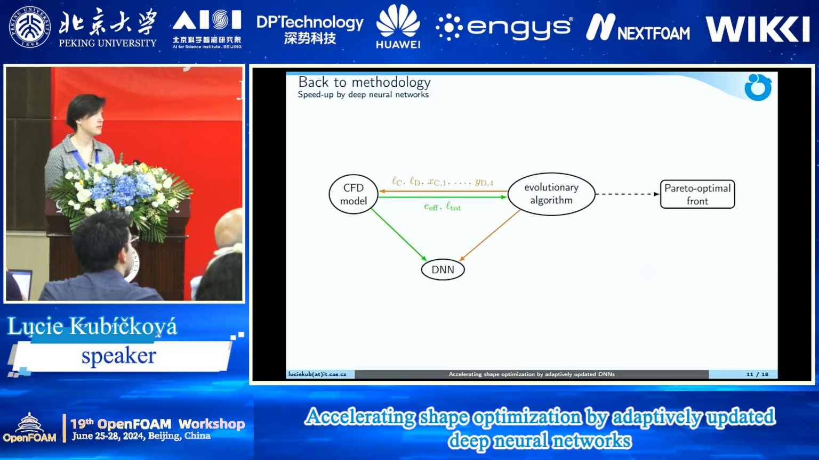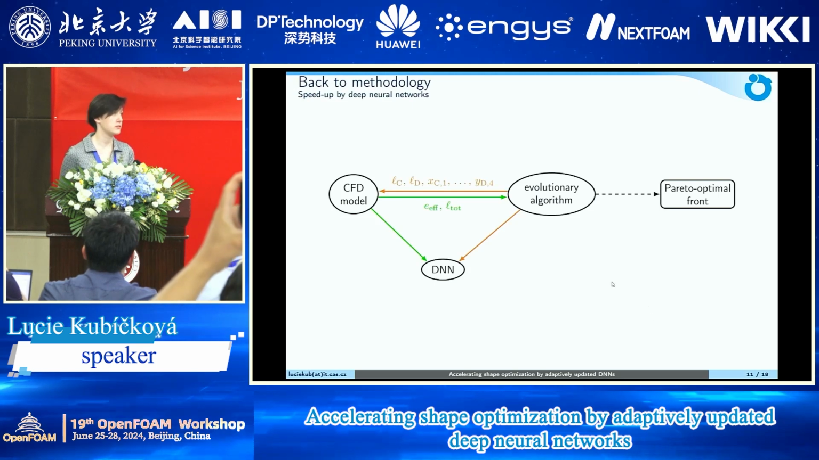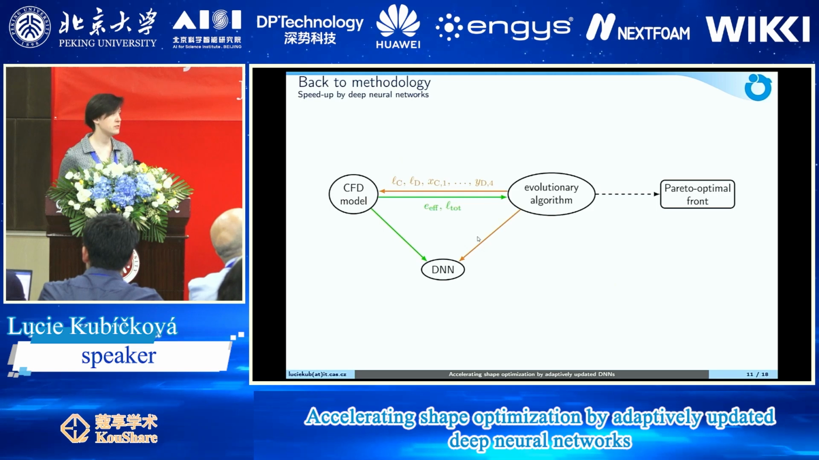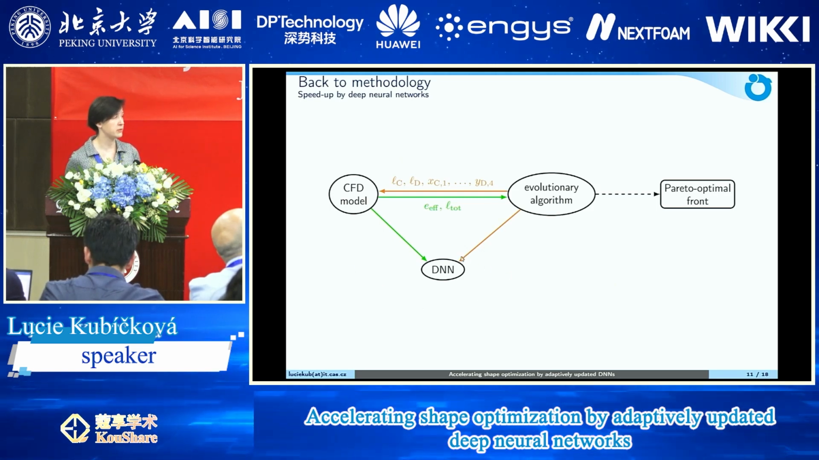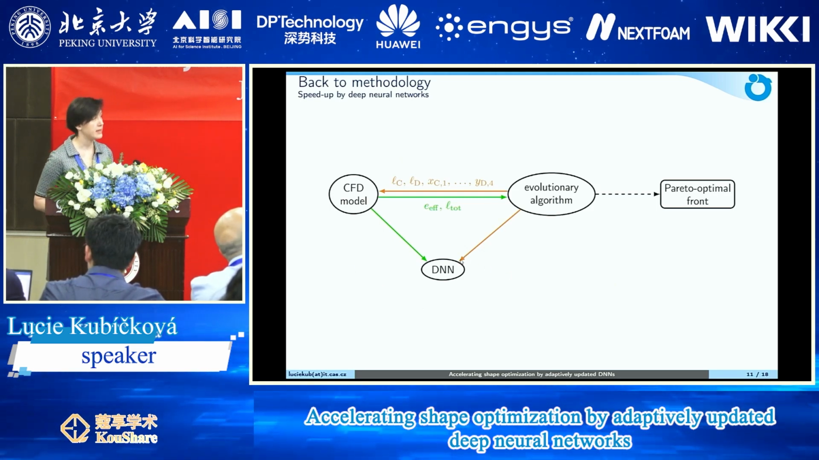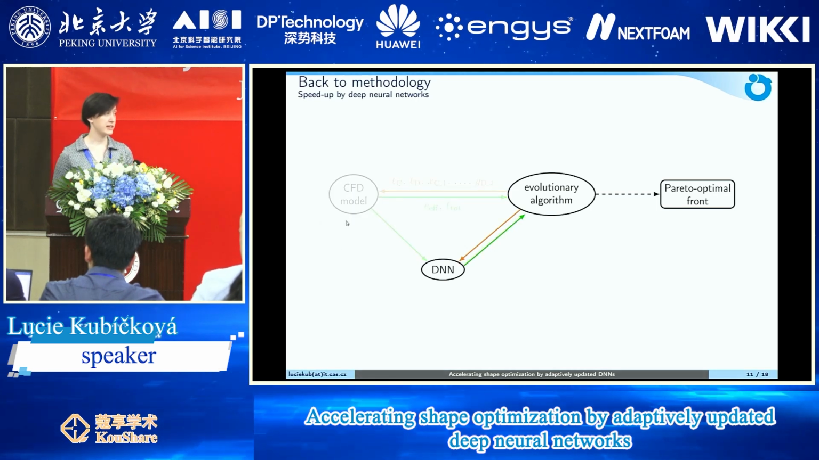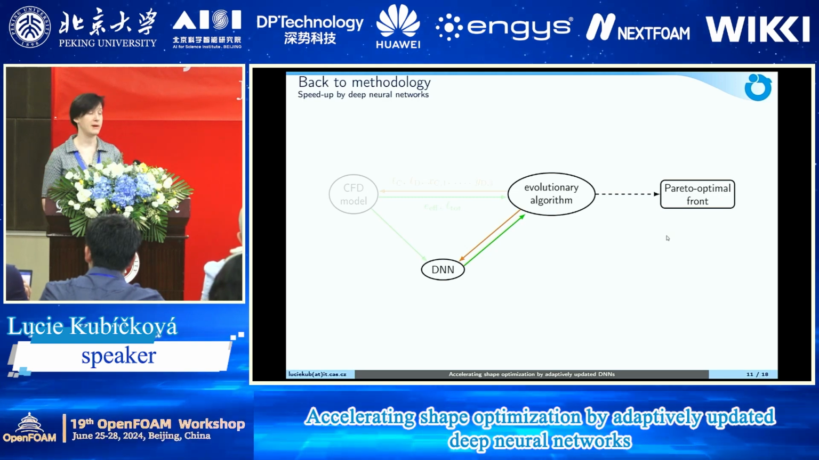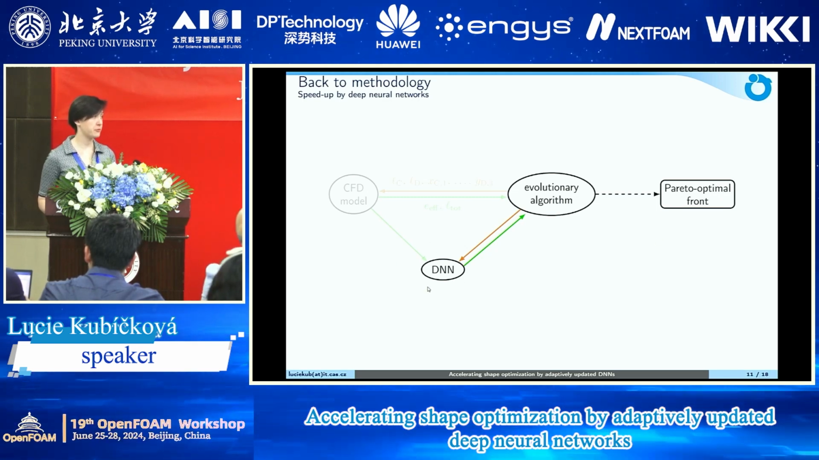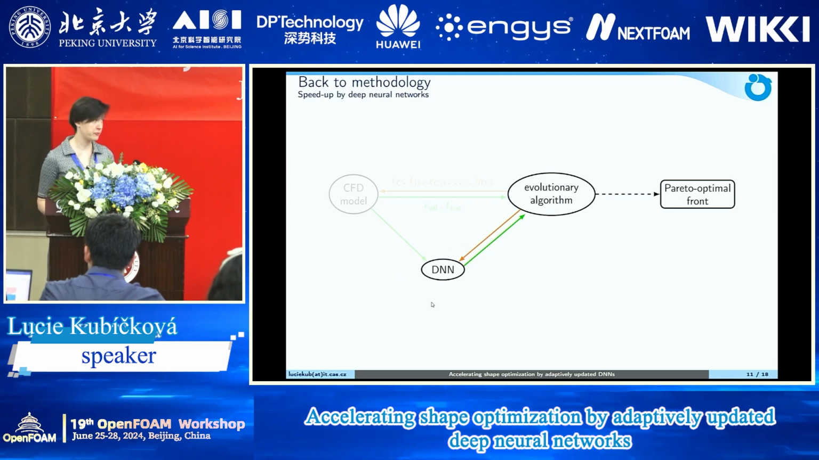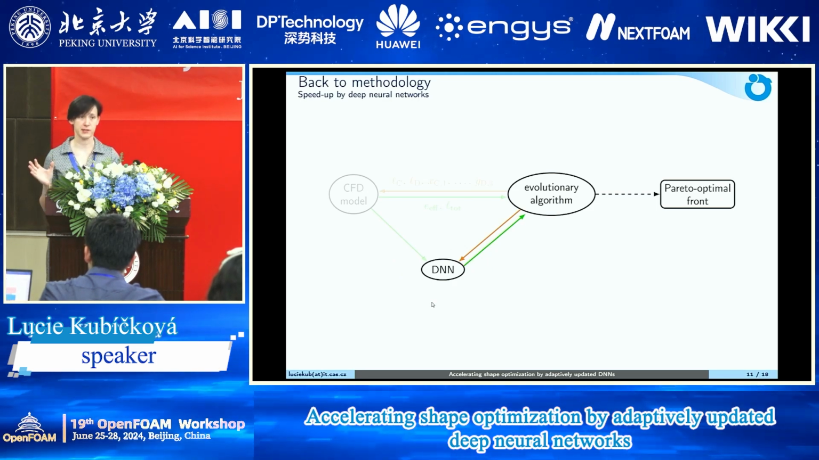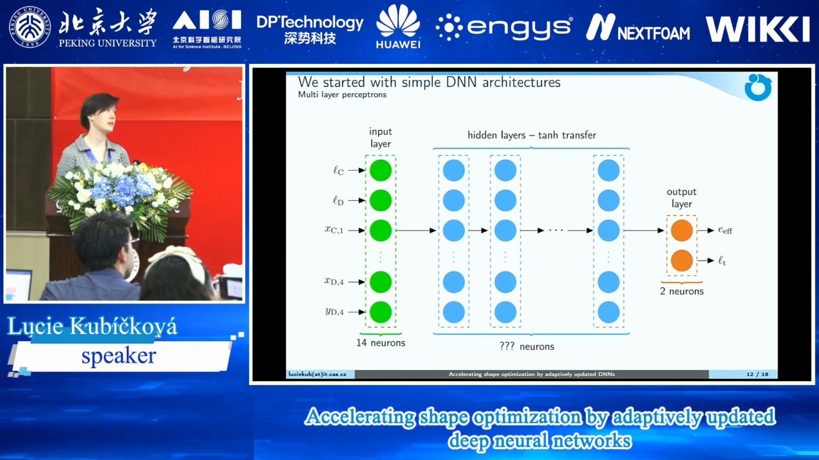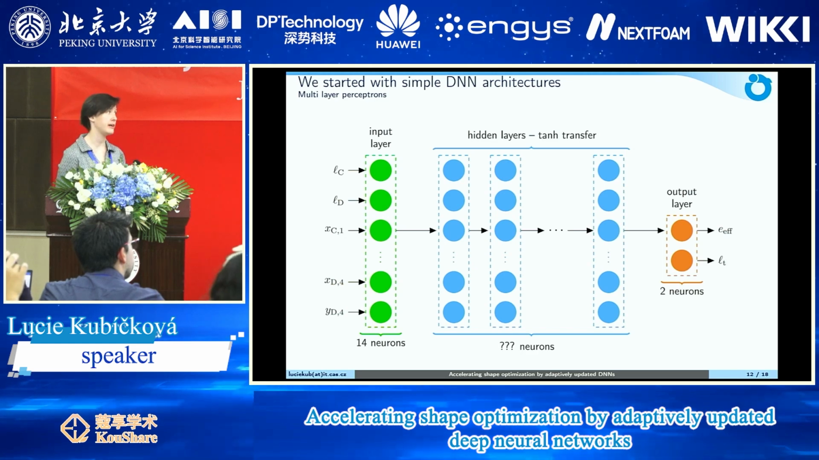Basically, if I simply describe the methodology, it's standard to use a CFD model to create some samples. Based on these samples, usually people train some neural network and then substitute the expensive CFD model by the cheap neural network and find the Pareto optimal front more quickly. But there are many different types of neural networks, and each type can have an infinite number of architectures. So we had to choose one, and we started with the simplest thing we could, which is a multi-layer perceptron.